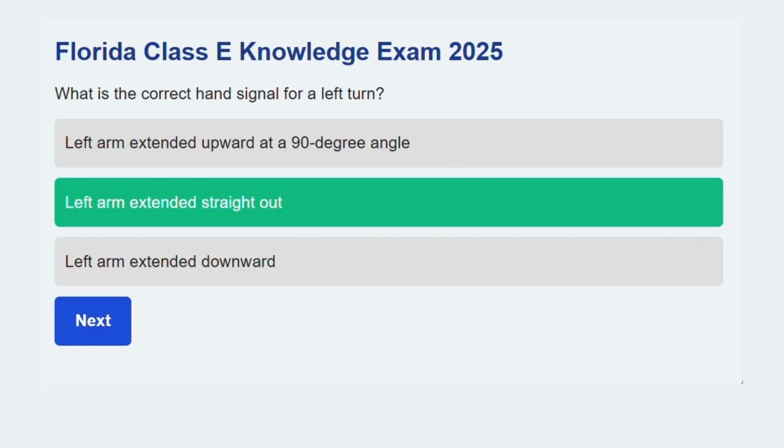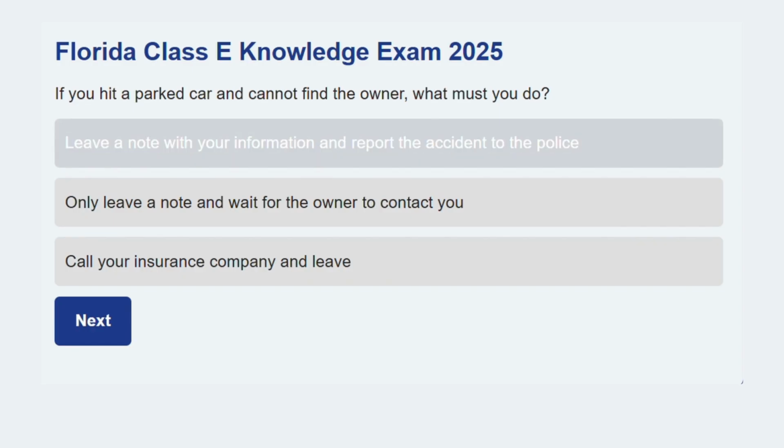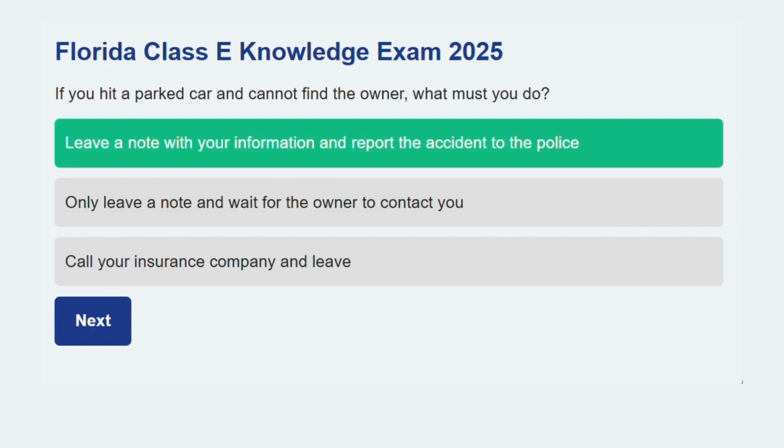Moving ahead. If you hit a parked car and cannot find the owner, what must you do? Leave a note with your information and report the accident to the police. This is a legal requirement to notify the owner and law enforcement of the incident.